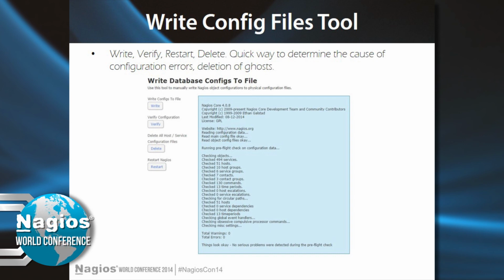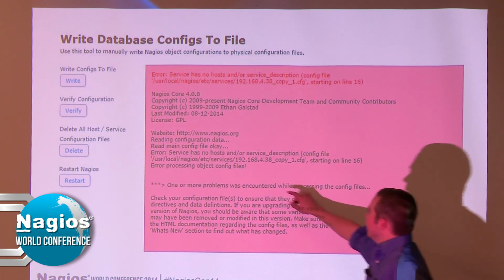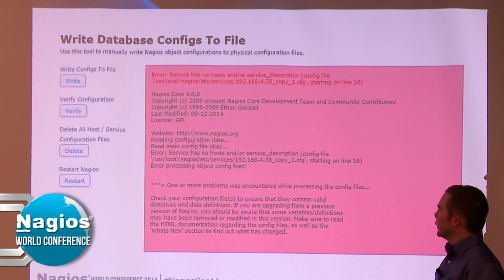And that's going to write out your current configurations, even the ones that you've altered that are failing, and it's going to verify them, and it's going to show you what the individual errors are that are causing Nagios to not restart properly. So as an example here, we've got this main error here, which is service has no hosts and or service description in the configuration file.